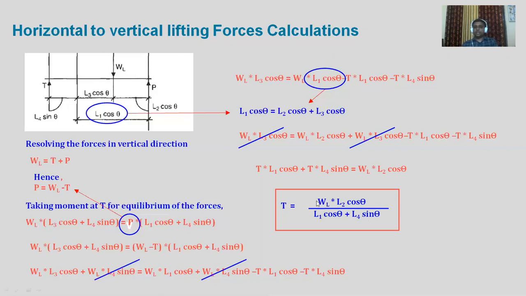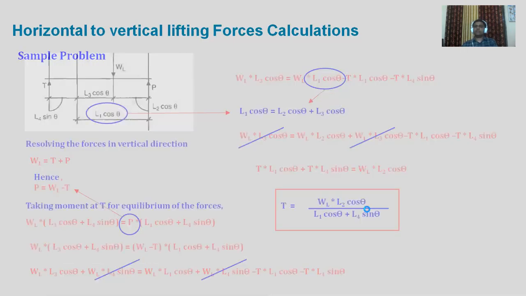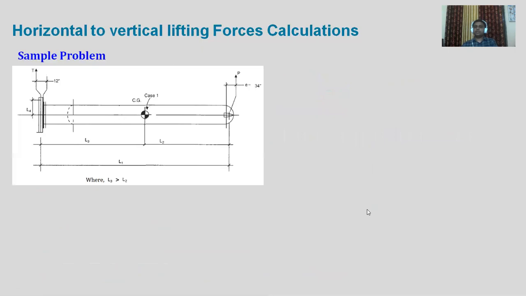So if the weight is known to us and the angle of lifting with the horizontal is known to us, then from this simple equation we can calculate, at various angles, the value of the tailing lug reaction we will be getting. And once the tailing lug reaction is known to us, then with the help of this equation we can calculate the value of P also. So how to calculate P? P will be equal to WL minus T. So this is how at various angles we are going to calculate the value of various forces.